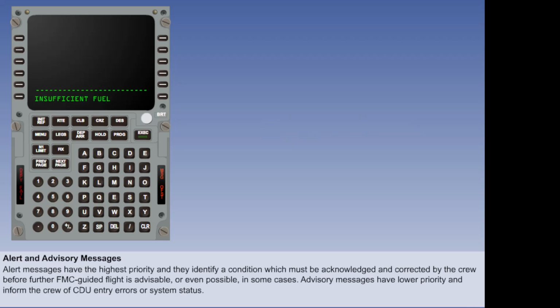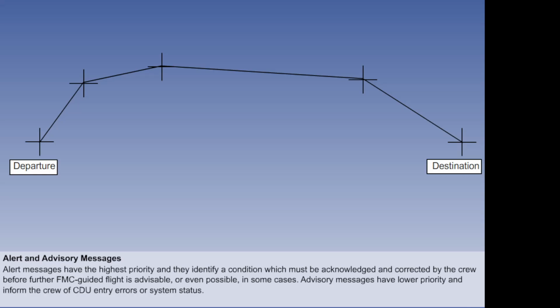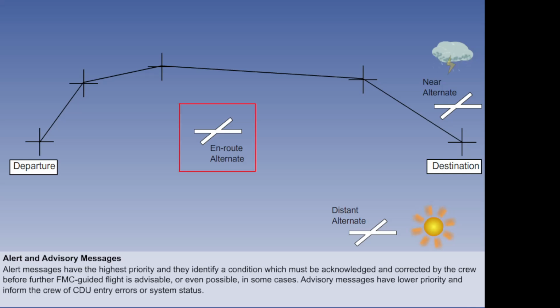Let's now look at a serious alert message, insufficient fuel. We'll put ourselves into a typical situation first, then we'll work out how the FMS has arrived at this conclusion. Finally, we'll work out what we can do about it. Here is a route. We'll say that we don't normally take a more direct path because we have to follow the airways. There is an en route alternate.